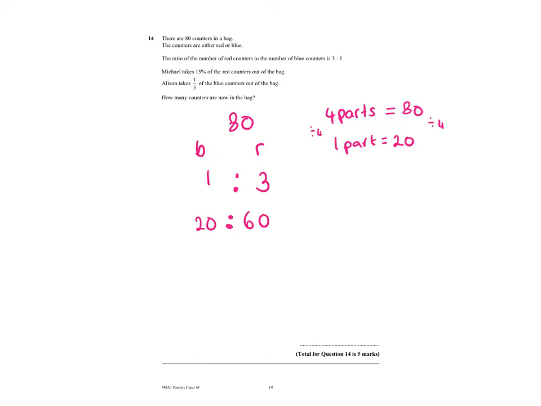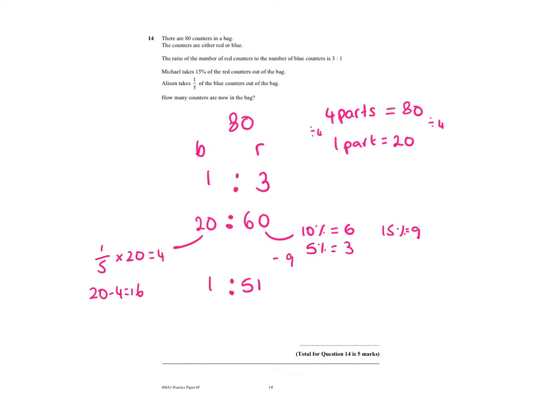Michael takes 15% of the red counters out the bag. So to work out 15% of 60, I know that 10% is 6 by dividing by 10. 5% is half of 6, which is 3. So 15% is 9. So he takes away 9 counters. So I'm now left with 51. And Alison takes away 1/5 of the blue counters out the bag. So 1/5 of 20 is in fact 4. 20 minus 4 is 16. So there's 16 blue left. How many counters are now in the bag? Well, 51 plus 16 is 77 counters are left in the bag.